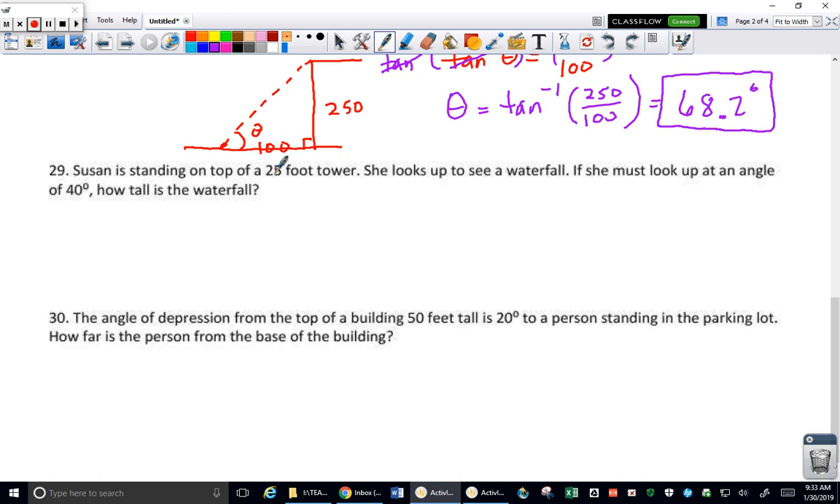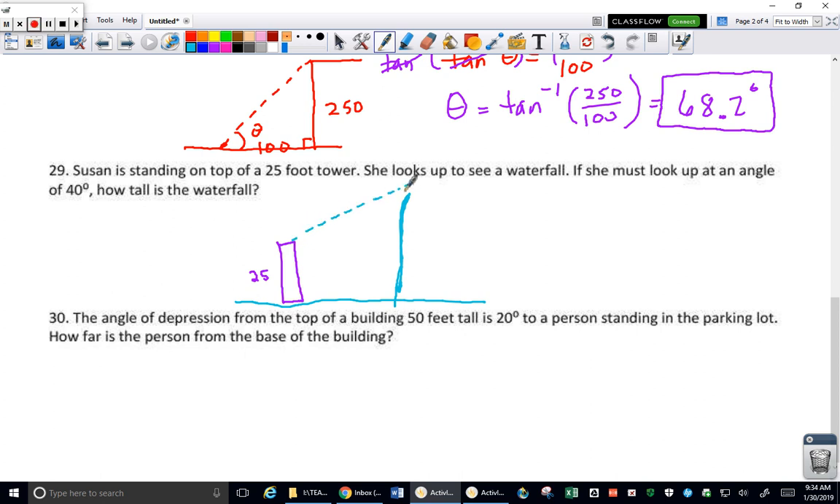Okay, good old Susan is a brave soul standing on top of a 25-foot tower. I'm sure the tower is sturdy, but mine's just going to be not sturdy. And she looks up and sees a waterfall. Let's see if I can draw a waterfall. Water falling. I'm sure there's a mountain there somewhere. Imagine this is a waterfall. And here's the ground. Imagine also that it's actually hitting the ground and it's the same level. Okay, so she looks up at 40 degrees.